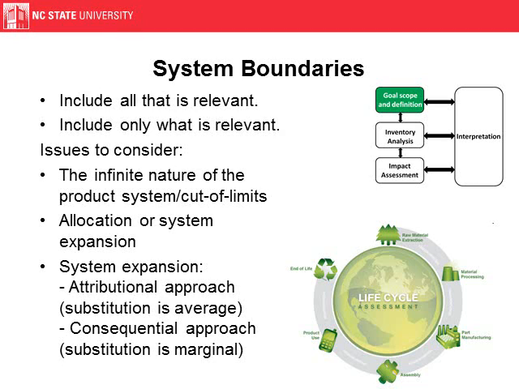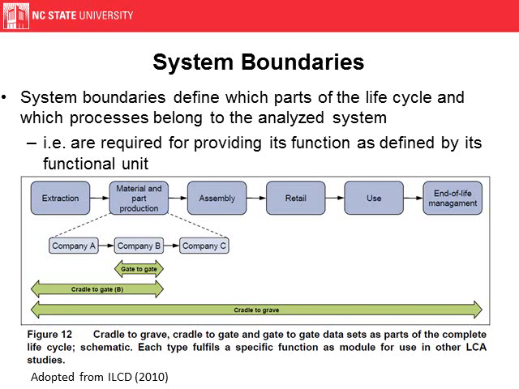Once we've defined our functional unit, we really need to define our system boundaries, including all that is relevant and only what's relevant. Your system can essentially expand to include the entire global economy if you let it. So somewhere along the way, we need to cut off our system boundaries to model only the things that are really relevant to the question being answered in our goal definition. There are different ways to think about system boundaries.